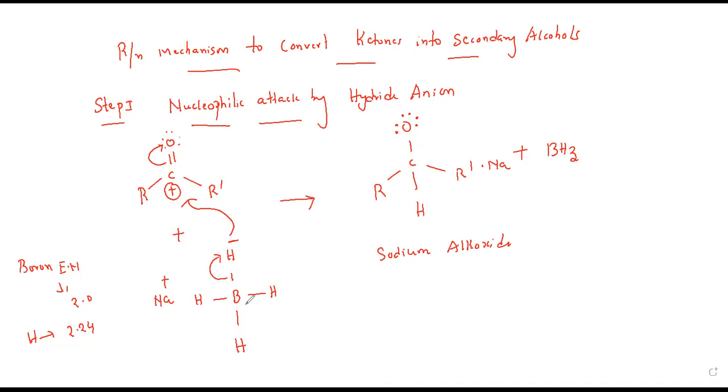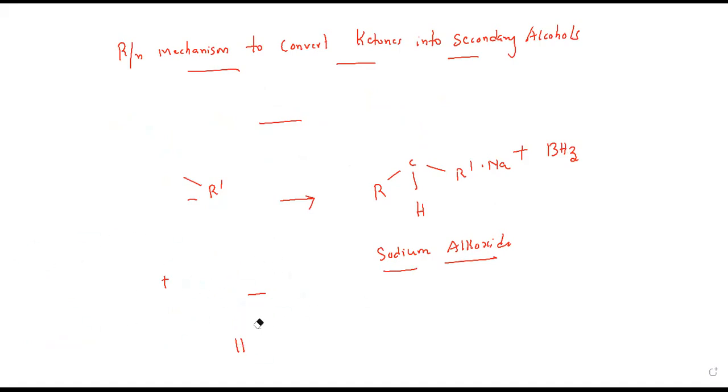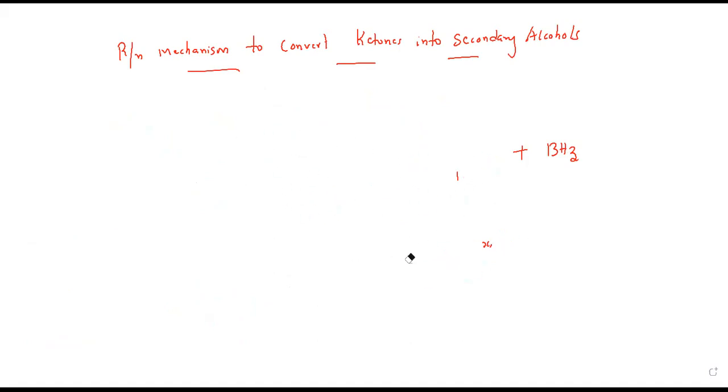Along with that, this BH3 will be liberated as a byproduct, and the product you are going to get is a sodium alkoxide. Now if you go for the second step, the second step is nothing but the protonation of the alkoxide ion.